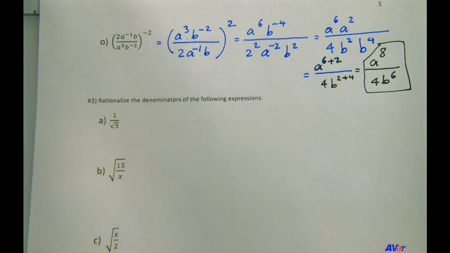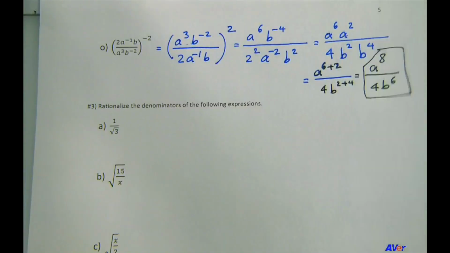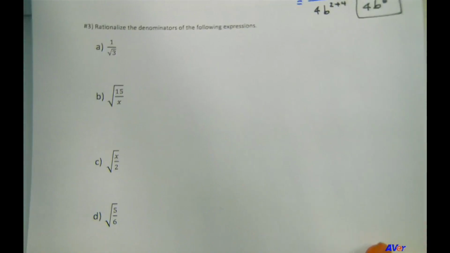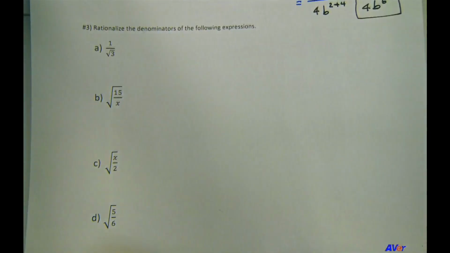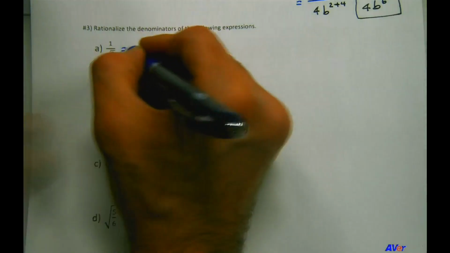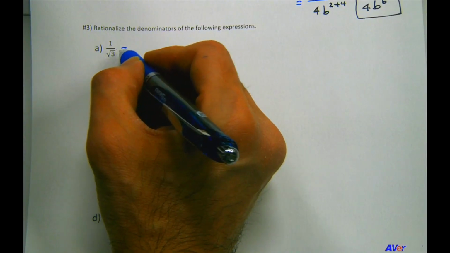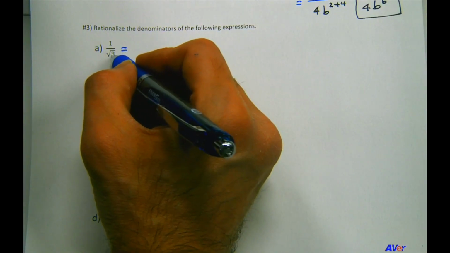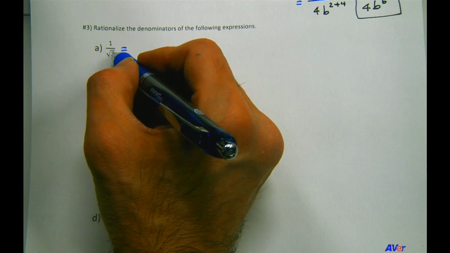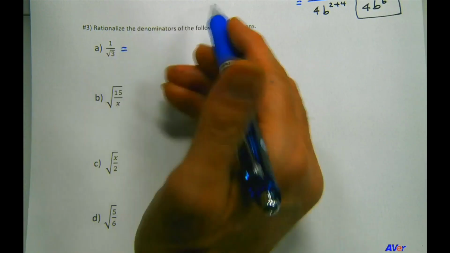Okay, so we get to rationalizing the denominator. Very, very important. So the way rationalizing works is like this. We multiply the denominator by the root form that would make it a term that is not in radical.